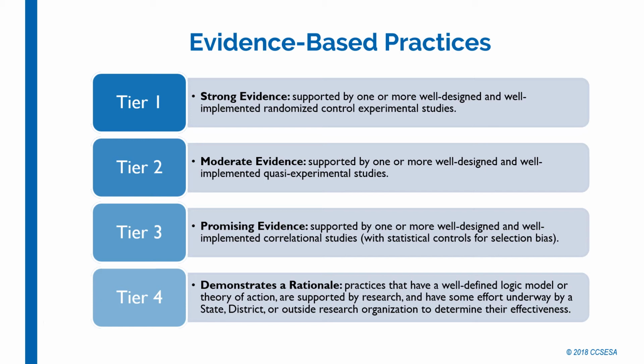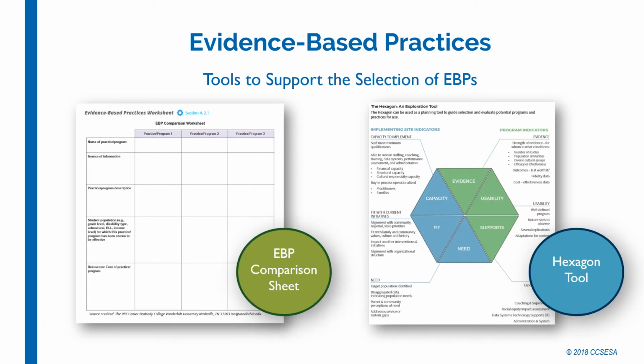Understanding the 4 tiers of rigorous evidence can increase the impact of educational investments by ensuring that interventions being implemented have proven to be effective in leading to desired outcomes, namely improving student achievement. Section 4 of the handbook has several tools that schools can consider in evaluating the implementation of EBPs. One such tool is the EBP comparison sheet.